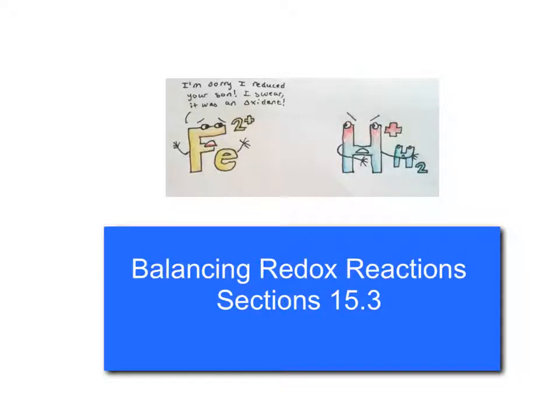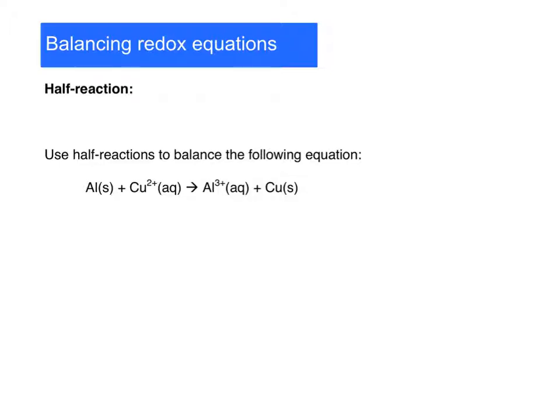In our last lesson, we talked about what redox reactions are, and we talked about how to assign oxidation numbers to determine what's oxidized and what's reduced. Today, we're going to talk about how to balance redox reactions, which is similar to balancing normal chemical reactions, but it's a little bit different because we need to make sure that the charges are balanced as well. So to balance redox reactions, we're going to use the half reaction method.